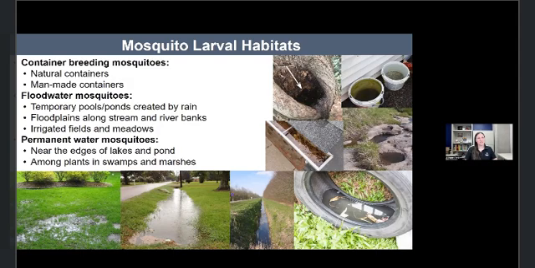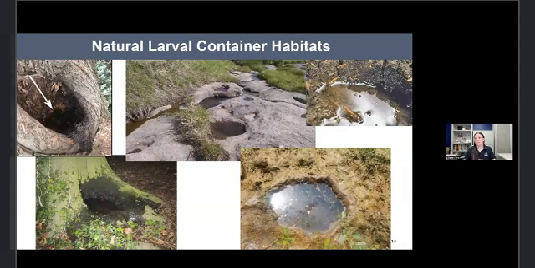So those are the three main types of habitats where we might find mosquito larvae, but we're going to focus on container habitats because that's what most of us would come in contact with on a regular basis. So these are all examples of natural larval container habitats. So tree holes, places maybe where a branch fell off or where roots formed a depression. These are really great habitats because they are holding a lot of detritus, so leaves that have fallen off the trees and things like that, and they make a lot of nutrients, so a very nutrient-rich habitat.